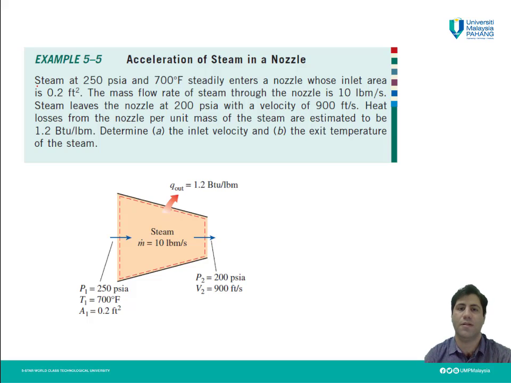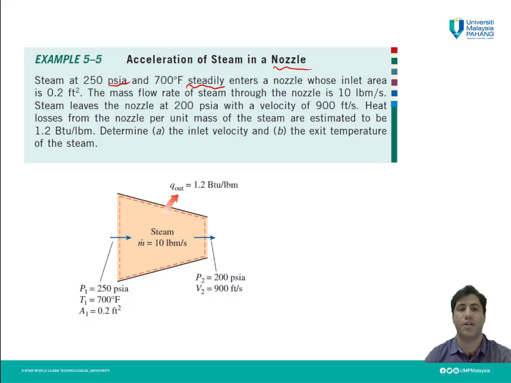Here we have another example. However, it is in the English unit, but it is about a nozzle. As I said earlier, we have acceleration of the flow in the nozzle. So here what we have is acceleration of steam in a nozzle. Our nozzle is like what you can see in this figure, a steam with 250 psi pressure and 700 Fahrenheit temperature, steadily. This is important. Then we can understand that we have a steady flow in our nozzle.